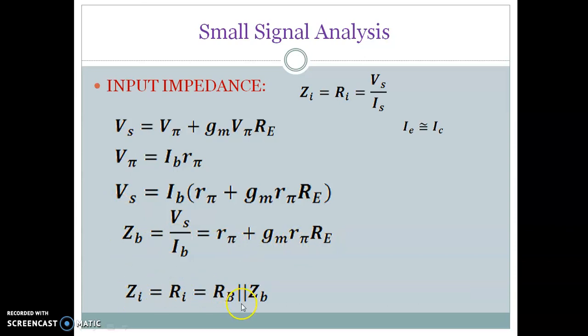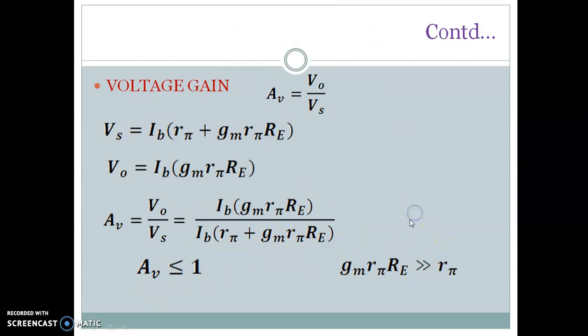Zi is equal to RB parallel ZB. So this is the input impedance and it is of a very large value because you have the gm r pi RE value. So this quantity is going to be very large. So therefore Zi will be larger.